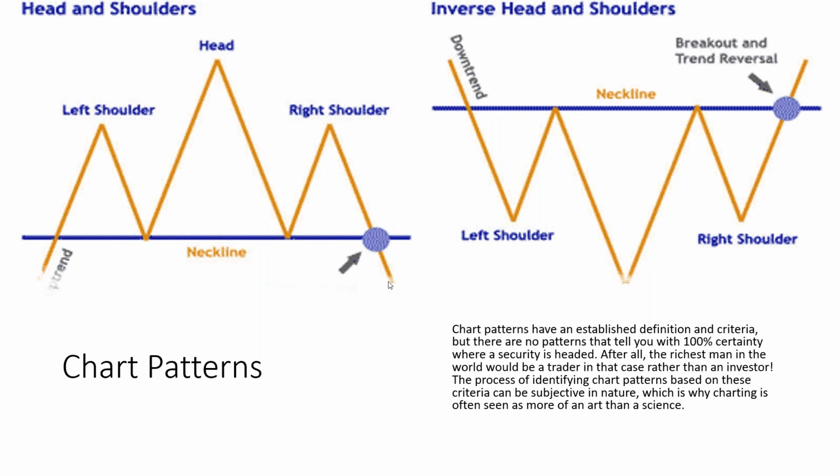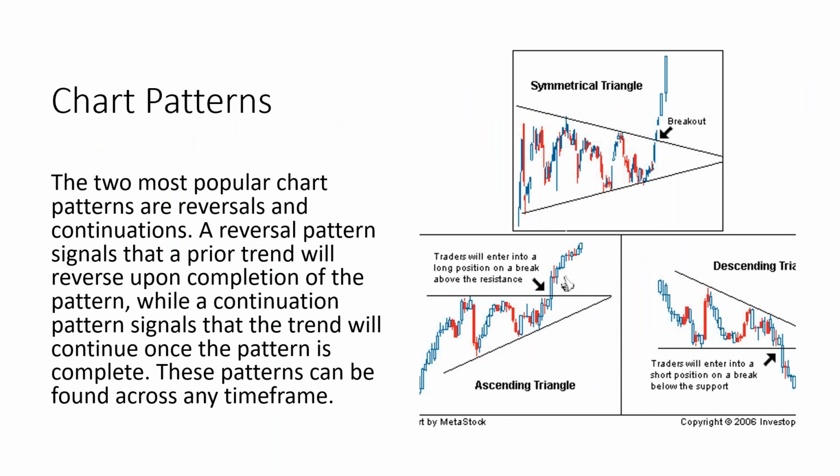Chart patterns have an established definition and criteria, but there are no patterns that tell us with 100% certainty where a security is headed. After all, the richest man in the world would be a trader in that case rather than an investor. The process of identifying chart patterns based on these criteria can be subjective in nature, which is why charting is often seen as more of an art than a science. But a head and shoulders is a very complex pattern, and when it plays out, it is usually very true.